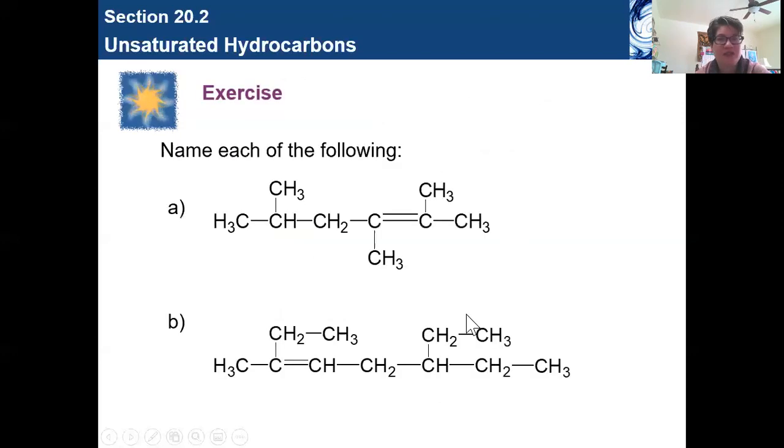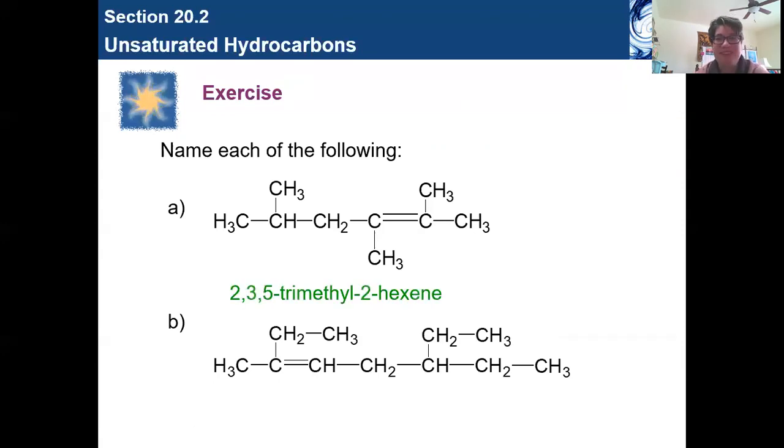So here's some exercises. We'll try to name these. Here we have a parent chain of 1, 2, 3, 4. Can you put those up, please? Okay. So we have 1, 2, 3, 4, 5, 6 carbons in a chain. So that would be a hexene because we have a double bond, and then we number the double bond. So it would be 2-hexene because the lowest number is starting from this end. And then we identify the methyl group. So we have this methyl group, this one, and that one, and it would be 2, 3, 5 trimethyl 2-hexene.